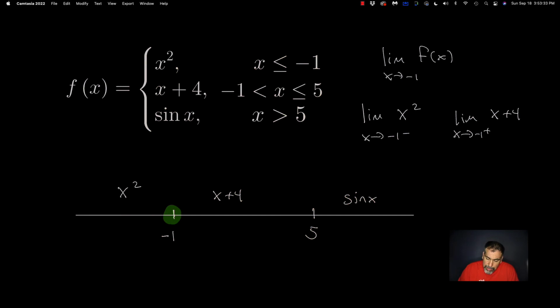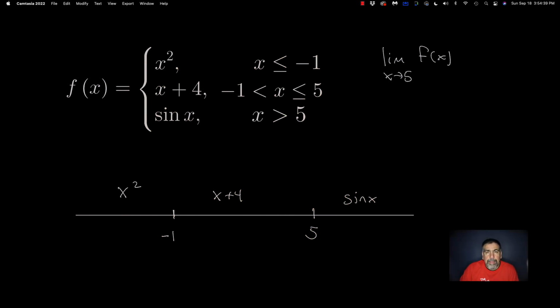Just to finish this off very quickly, the answer for the limit as we approach -1 from the left, that's going to be -1 squared, that's going to be 1. When we approach -1 from the right, we're going to get -1 plus 4, that's going to be 3. These 2 limits are not equal, and anytime the left and the right don't agree, we can say our overall limit is undefined.